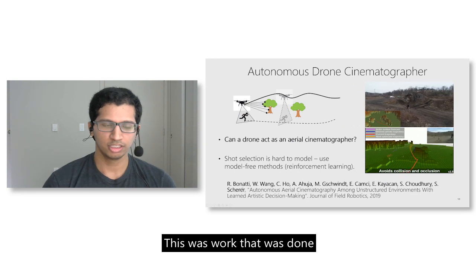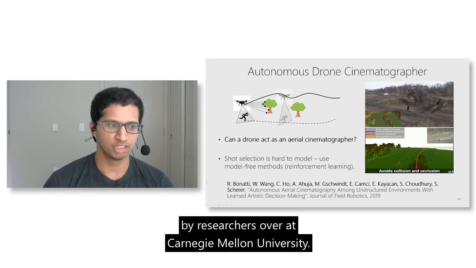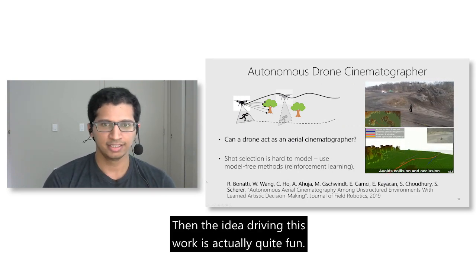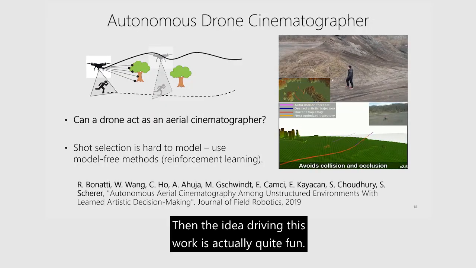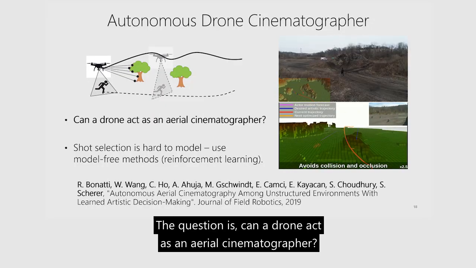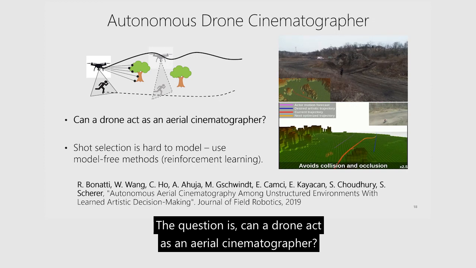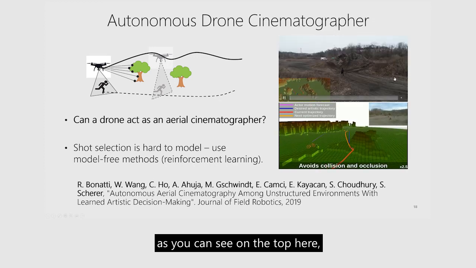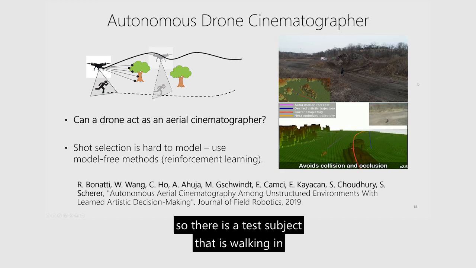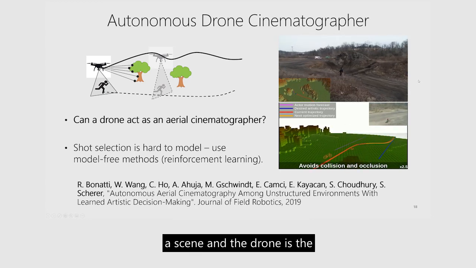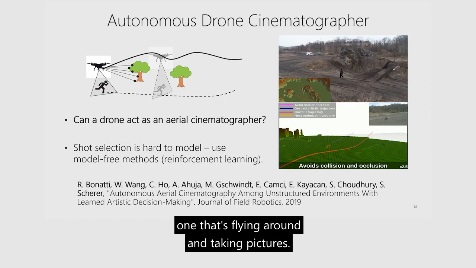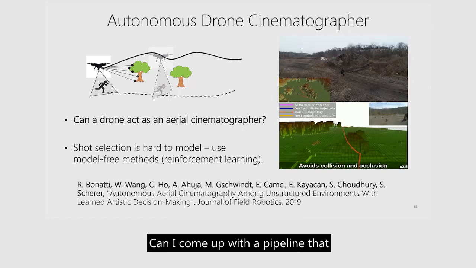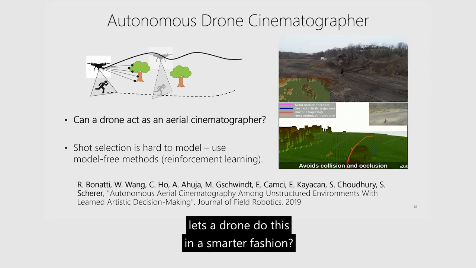So this was work that was done by researchers over at Carnegie Mellon University. And the idea driving this work is actually quite fun. So the question is, can a drone act as an aerial cinematographer? So if I have a test subject, as you can see on the top here, there's a test subject that is walking in a scene, and the drone is the one that's flying around and taking pictures. Can I come up with a pipeline that lets the drone do this in a smarter fashion?